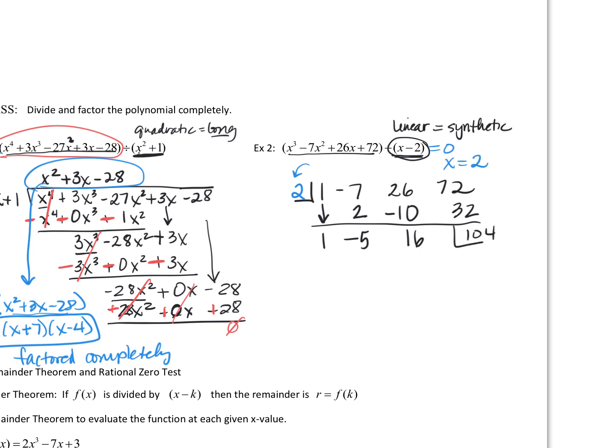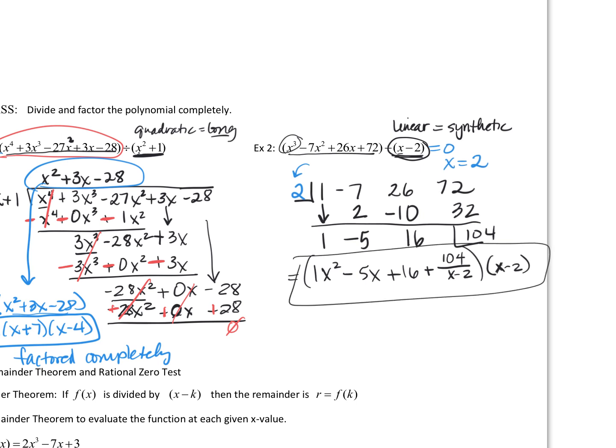So this one doesn't factor much. But the way I would write my answer is I put this back in equation form. So if this started at x to the third and I divided an x out, this is now just 1x squared minus 5x plus 16 plus, here's my remainder, 104 over x minus 2. So to factor completely, I have this times x minus 2, which is what we originally divided by. Okay?